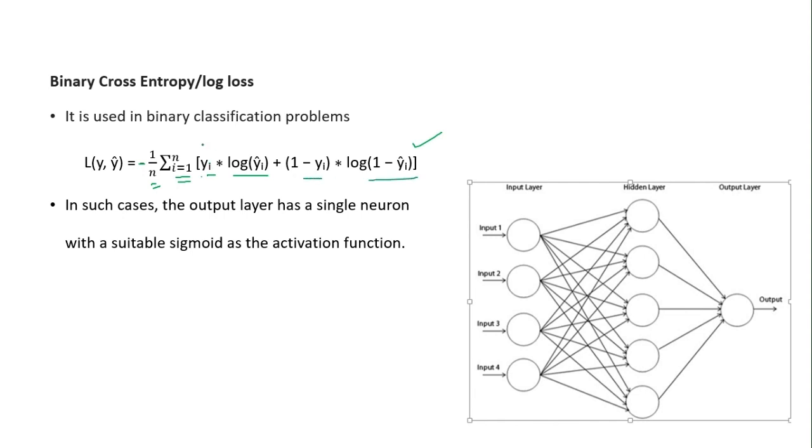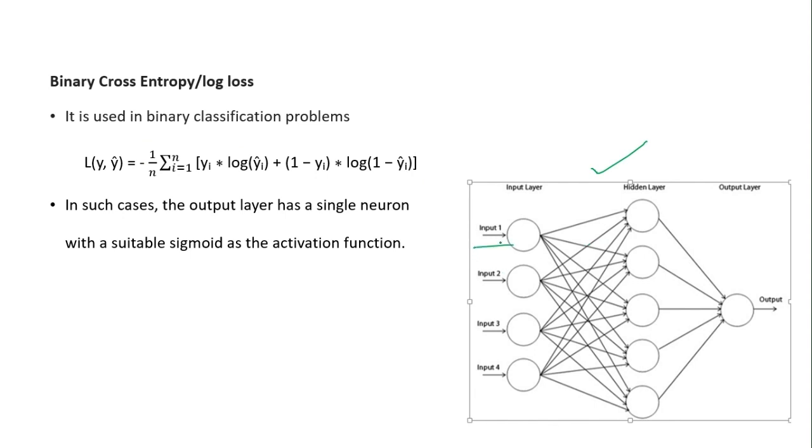So this is the equation used for finding the binary cross entropy, and it is used in binary classification problems. Here an example is shown. This one we have already discussed. This is a type of binary classification.